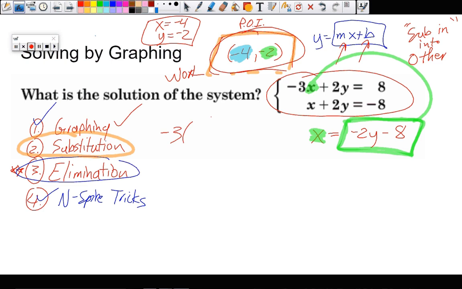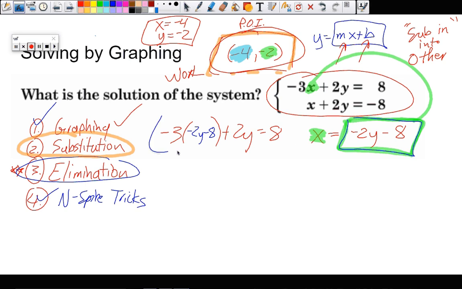So here we go, let's build it. We have negative 3 parentheses plus 2y is equal to 8. And we are subbing in right here. So negative 2y minus 8 is now in place where x is being subbed in.